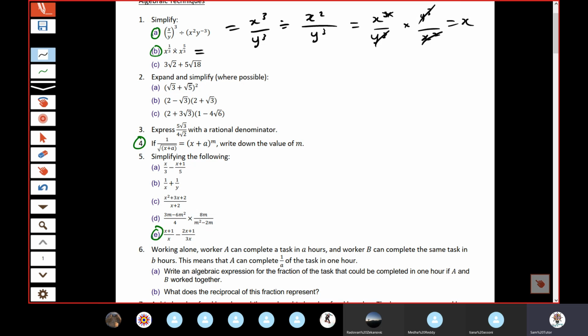Equals. This one, very simple. You just add the powers, really. 1/3 plus 5 on 3 should be 2. So that just gives you x squared.